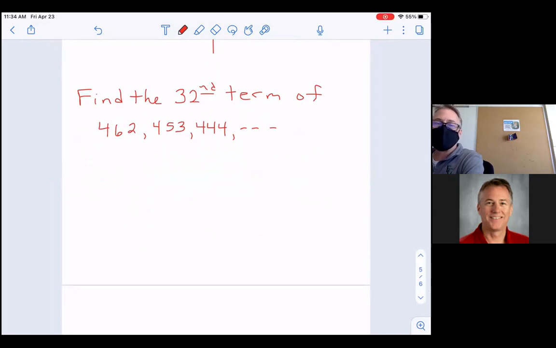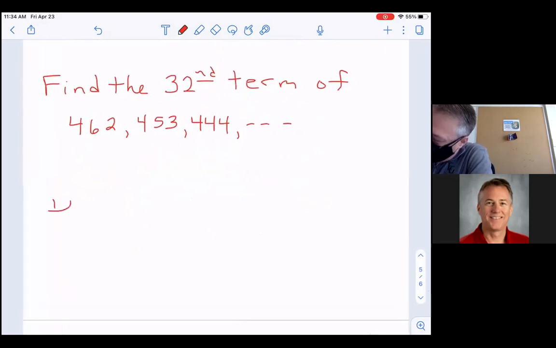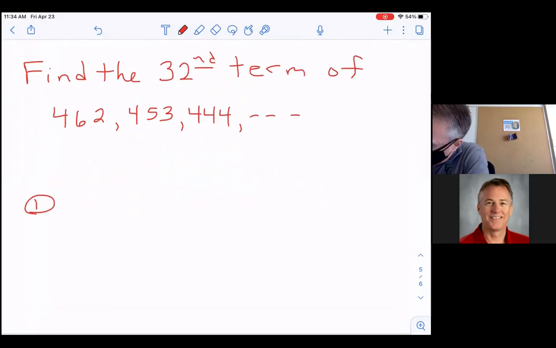And I'm also going to write out, at the bottom, some steps that we're going to do. Okay, so our first step is to determine if it's arithmetic or geometric.